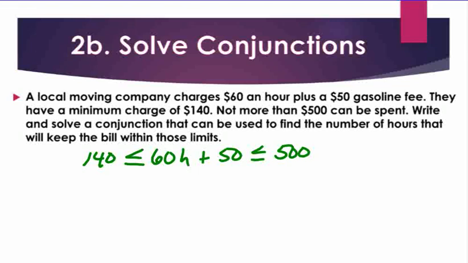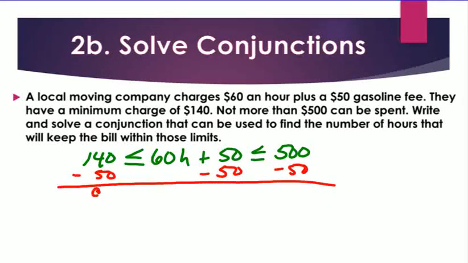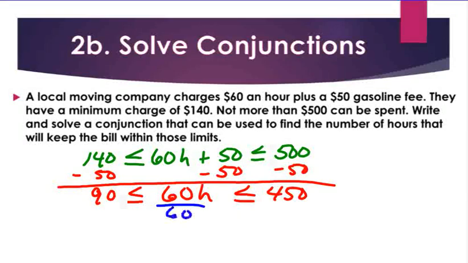I need to get 60h by itself. The opposite of adding 50 is subtracting 50. So I'm going to subtract 50 on all sides. And I get 90 is less than or equal to 60h, which is less than or equal to 450. To get h by itself, I divide by 60 on all the sides.